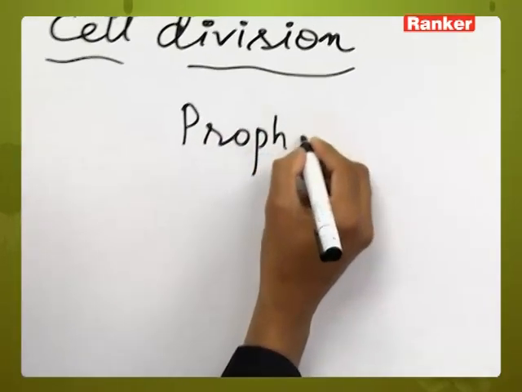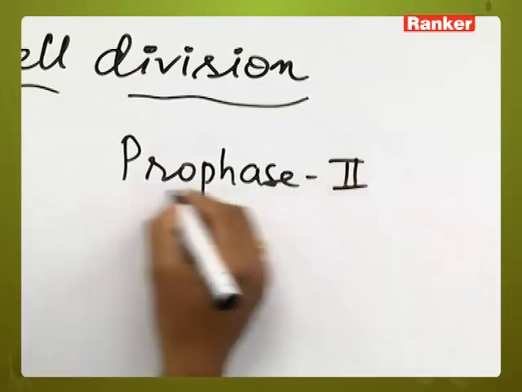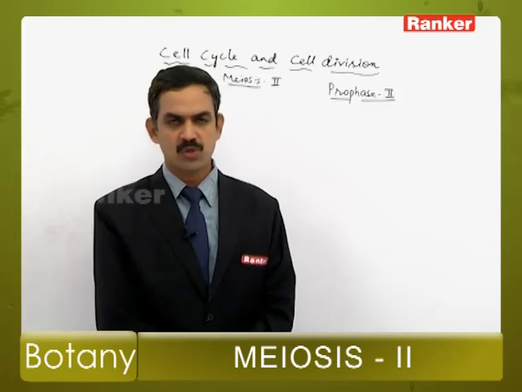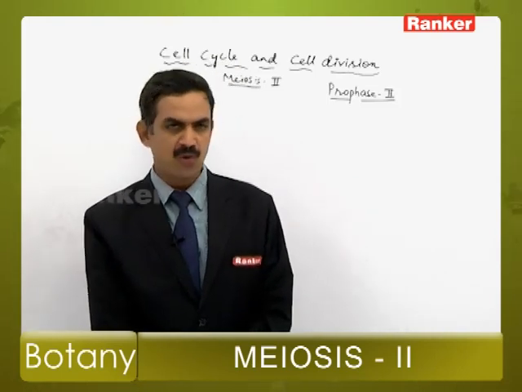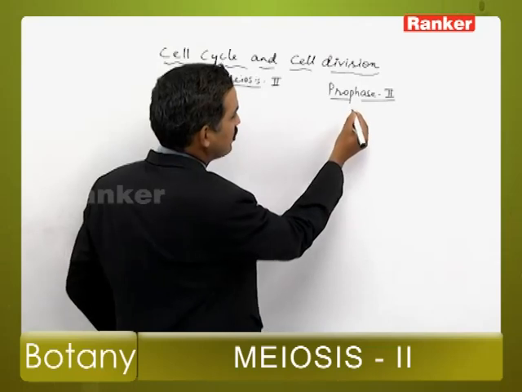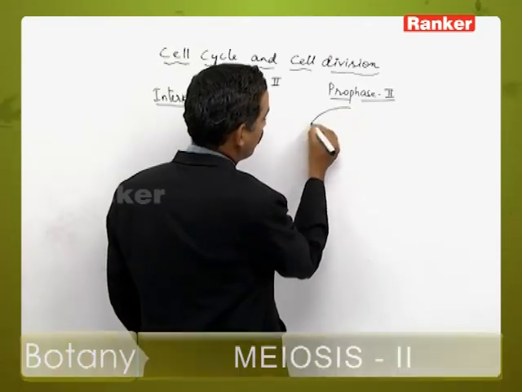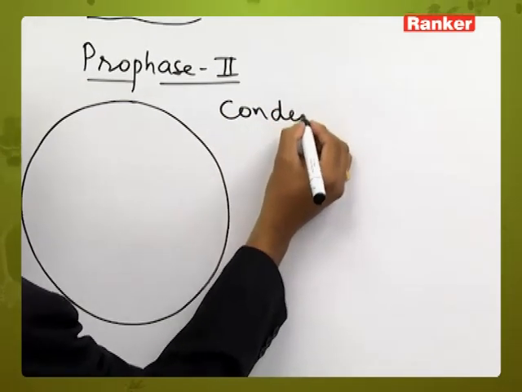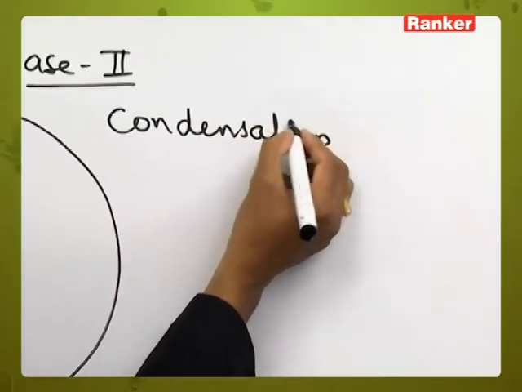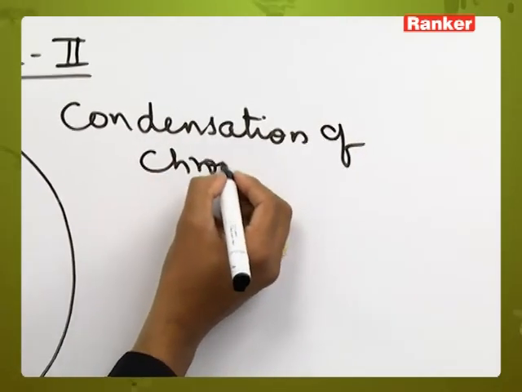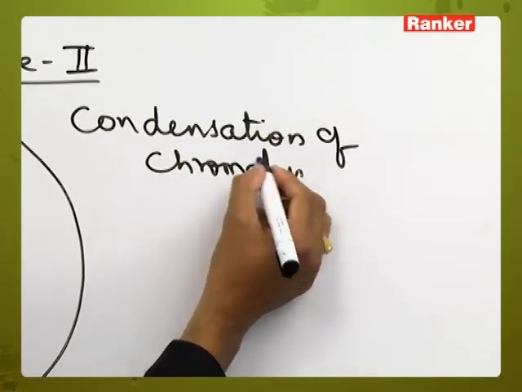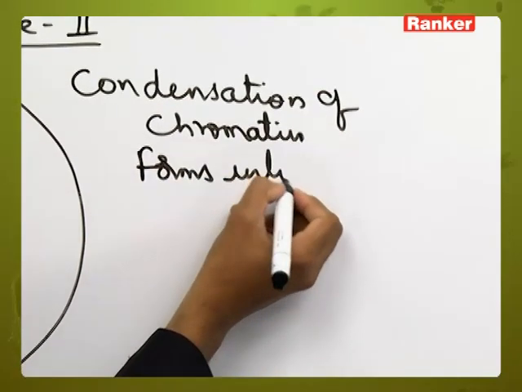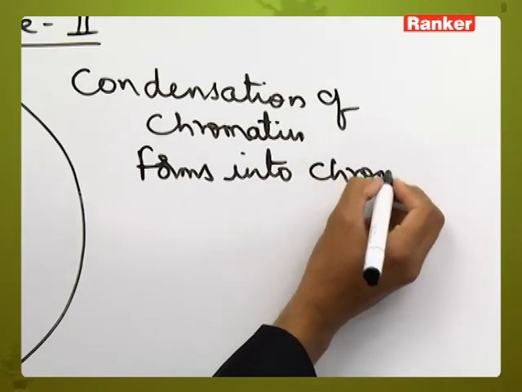One is called prophase 2. In the telophase 1, we have seen that decondensation of the chromosomes takes place, so that chromatin is formed. That chromatin, during prophase 2, once again undergoes condensation, and it forms into chromosomes.